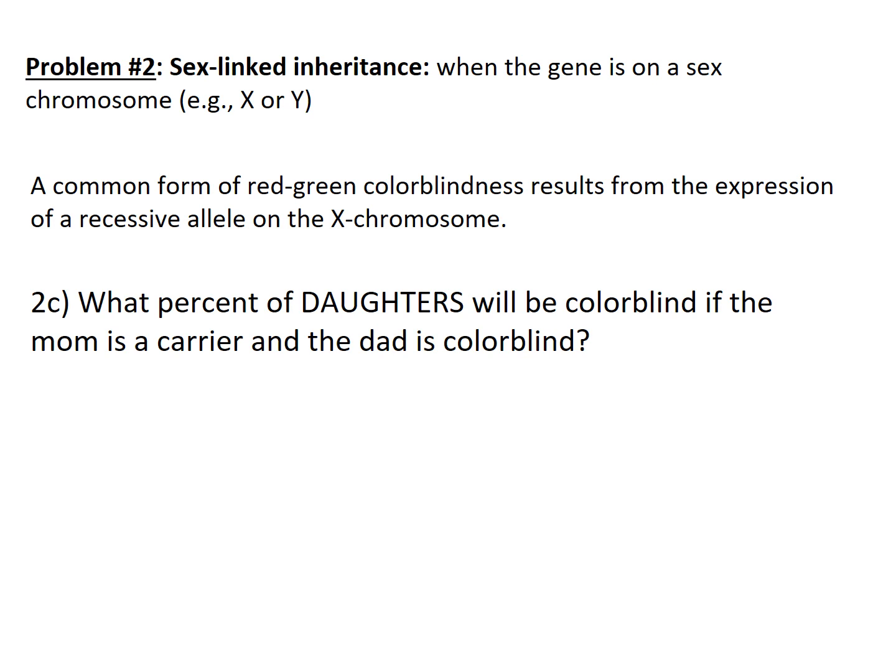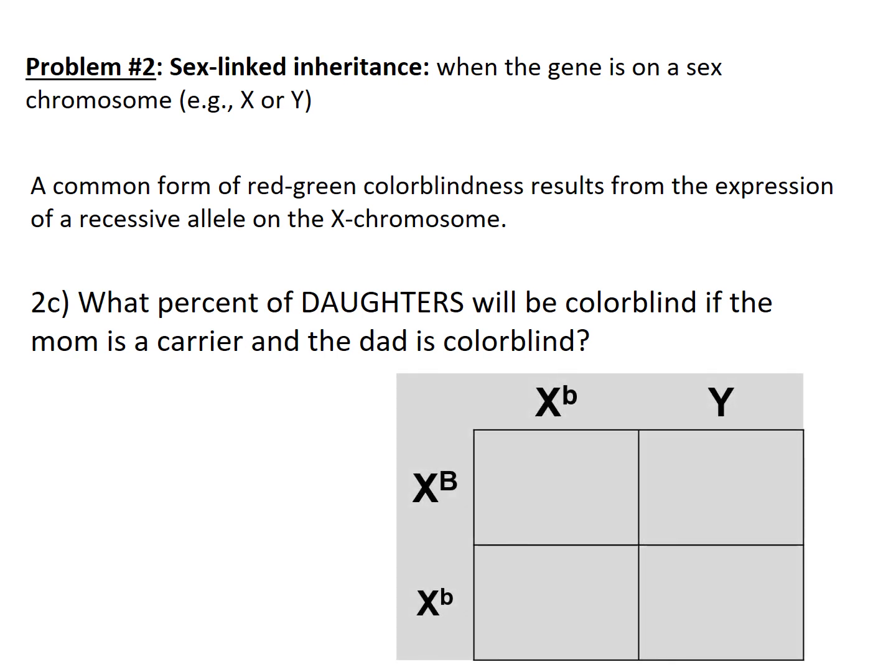So now use that information to tell me what percent of daughters this couple will produce that are colorblind if the mom is a carrier and the dad is colorblind. Step 1 is always to draw your Punnett square. Step 2 is to know the genotypes of the parents. So if mom is a carrier, she has an X with a big B and an X with a little b. I put all of her eggs going down the side of the Punnett square.